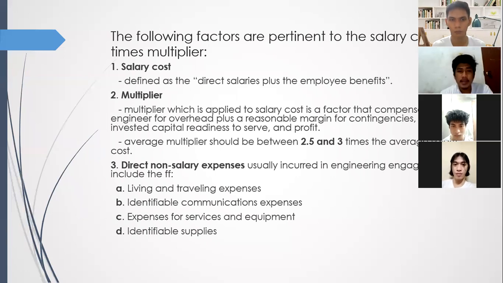2. Multiplier. The multiplier which is applied to salary cost is a factor that compensates the civil engineer for overhead plus a reasonable margin for contingencies, interest on invested capital, readiness to serve, and profit. Yung average na multiplier should be between 2.5 and 3. At yung multiplier, ito yung factor na multiply sa average salary cost.